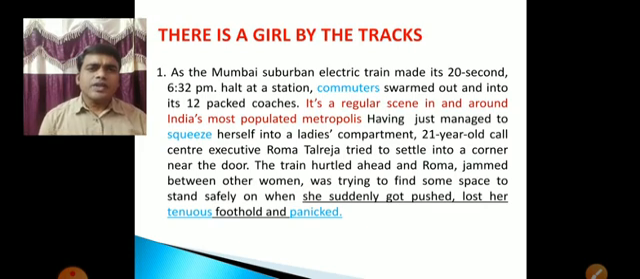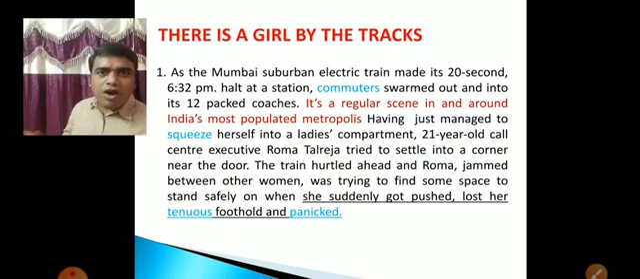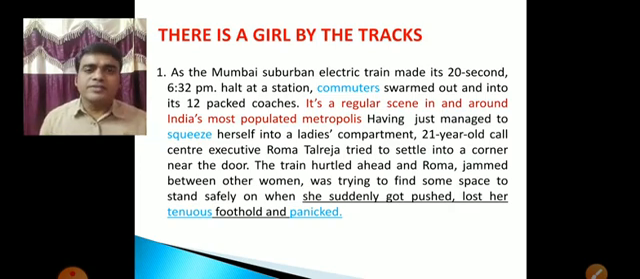See here. Look at the title of the lesson. There is a girl by the tracks. Got it? What do you mean by this title, children? There is a girl by the tracks means a girl who had fallen by the tracks. Tracks in the sense, track or the path, the railway track that you might have seen, children. Got it? Another meaning of tracks is also there, the jeep track, but not here. One more meaning it also gives.